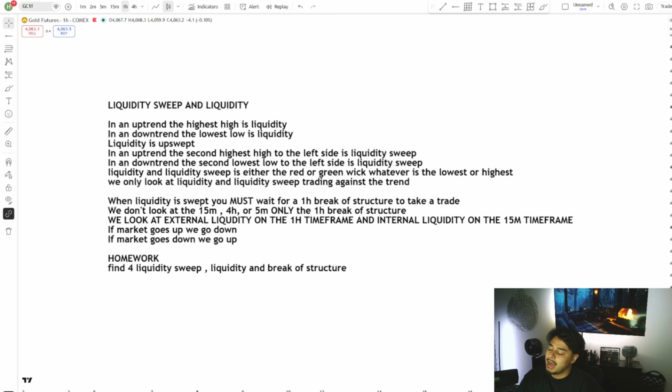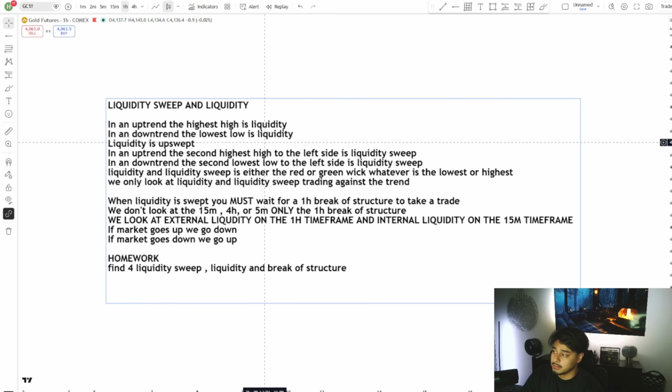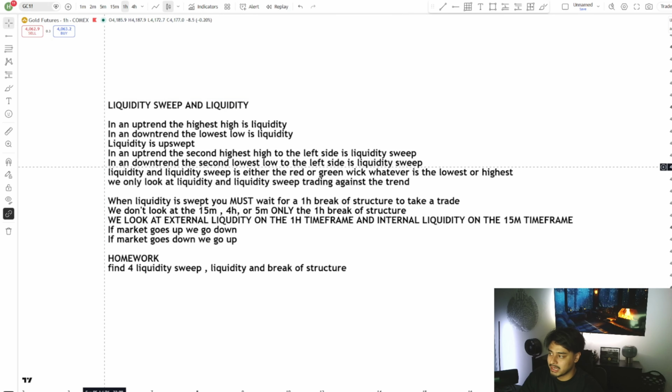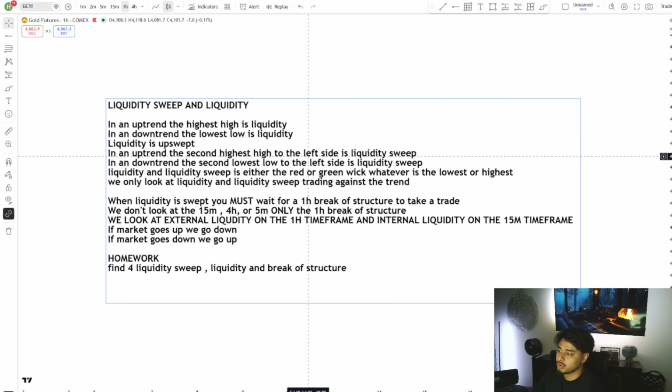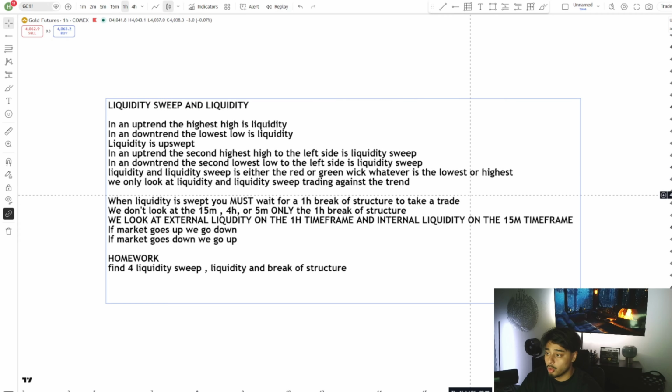Now, in an uptrend, the highest high is what you call liquidity, and in a downtrend, the lowest low is liquidity. Liquidity is unswept. Keyword, unswept. Now, in an uptrend, the second highest high to the left side is liquidity sweep. And in a downtrend, the second lowest low to the left side is liquidity sweep. Liquidity and liquidity sweep is either the red or green wick, whatever is the lowest or highest. We only look at liquidity and liquidity sweep when trading against the trend.